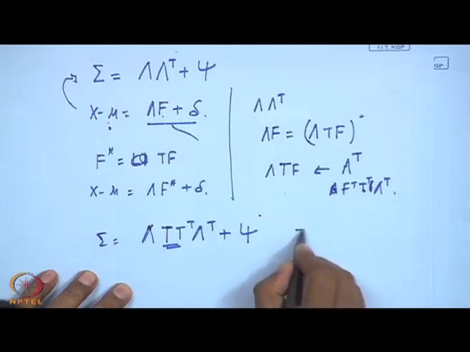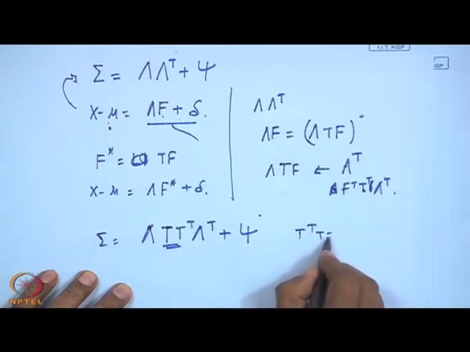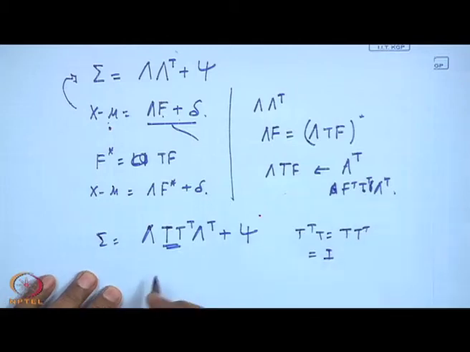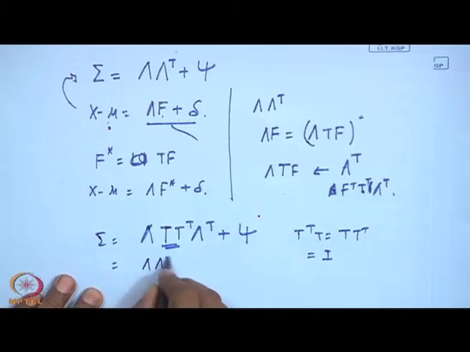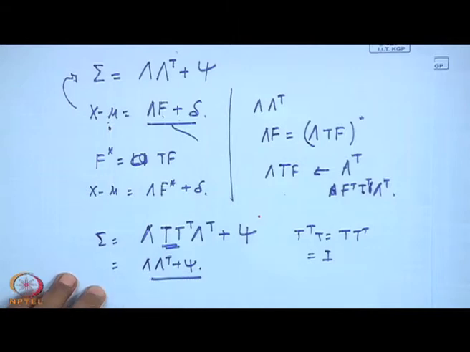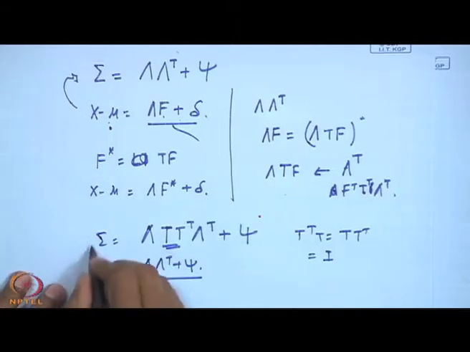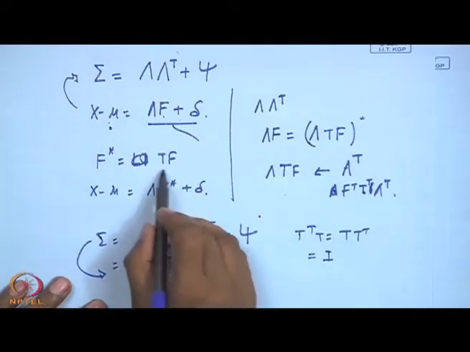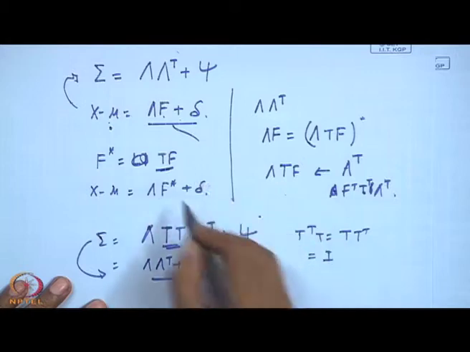Now, what is T transpose T? T transpose T equal to I, even the inverse also I. So, this is again lambda lambda transpose plus psi. So, from the covariance structure point of view, there is no problem, you are explaining the same structure, only thing is that your factor values are changing from f to T f, and the loadings are changing.